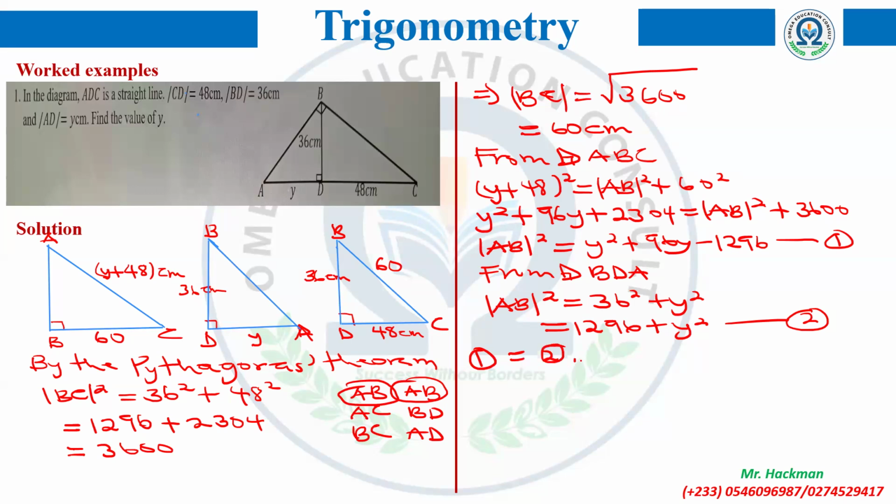So if equation 1 is equal to equation 2, then this expression here should be equal to this expression. Do you agree? Yes, please. Are you sure you are following? Yes. Great. So we are going to get y squared plus 96y minus 1296 should be equal to 1296 plus y squared. Do you agree?